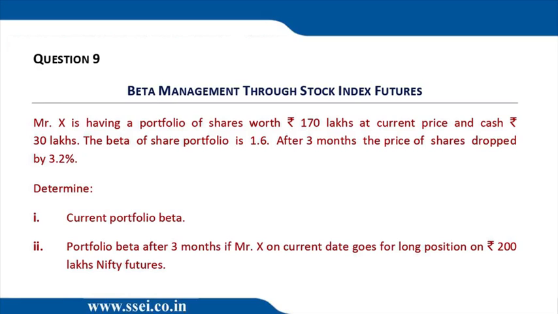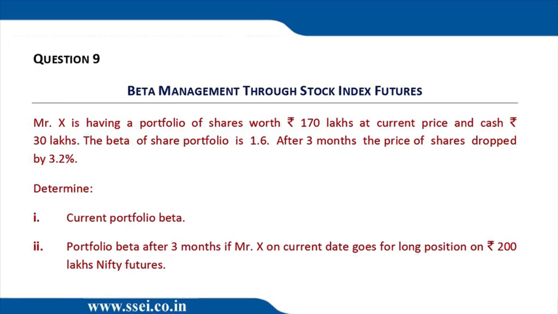See, on the futures, we need to find out the profit or loss. How do we find out the profit or loss? Okay, we are given the beta of the share portfolio is 1.6. That means for every 1% change in the market, the portfolio falls by 1.6%. So the portfolio has fallen by 3.2%. That means the market must have fallen by 3.2 upon 1.6, which is what? 2%. Common sense. So 2% market has fallen. So on the Nifty futures, we lost 2% of 200, that is 4 lakhs.